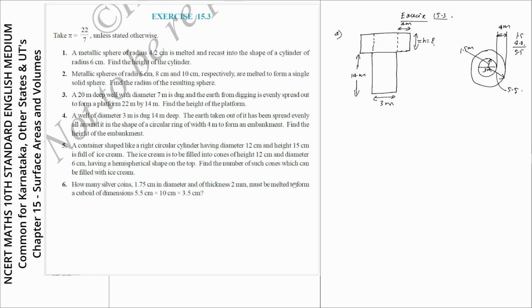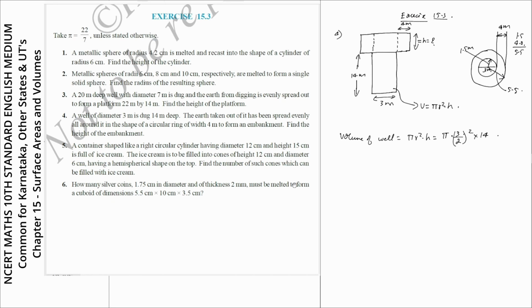Now this well is in the form of a cylinder, right? So what is the volume? Volume is given by pi r square into h, where r is equal to 1.5 and height is 14 meters. So the volume of the well is equal to pi r square into h, which is equal to pi, r is 3 by 2, half of 3, so 3 by 2 whole square, into h. h is 14.